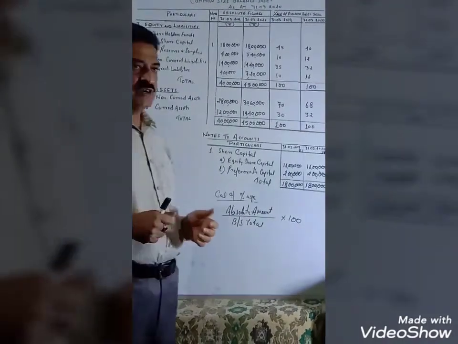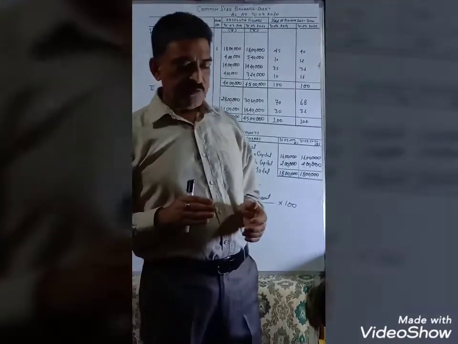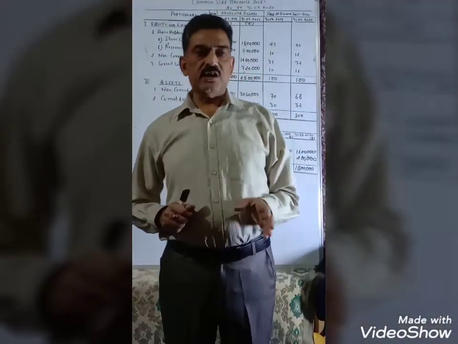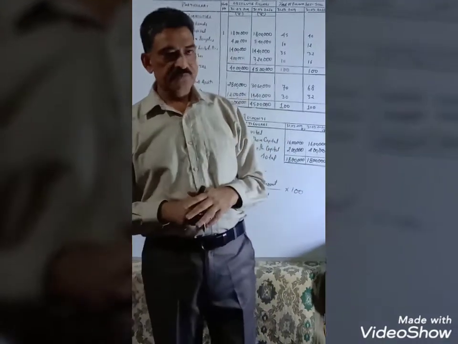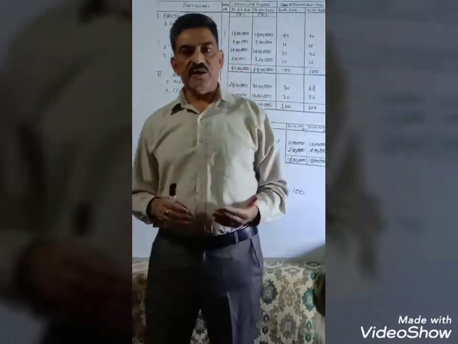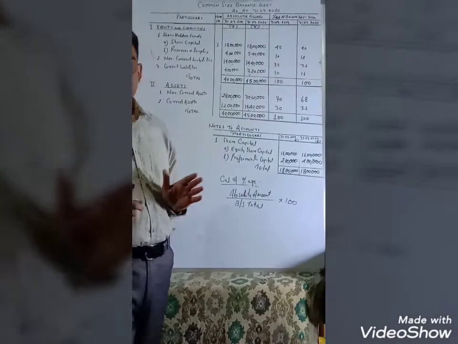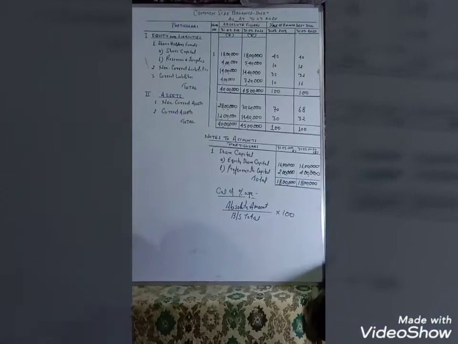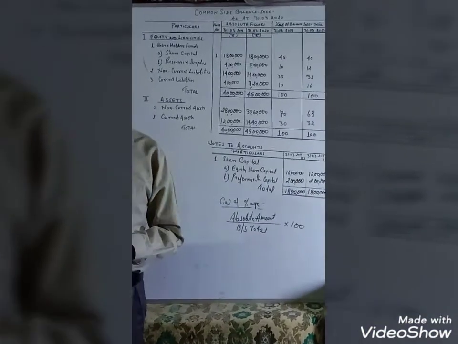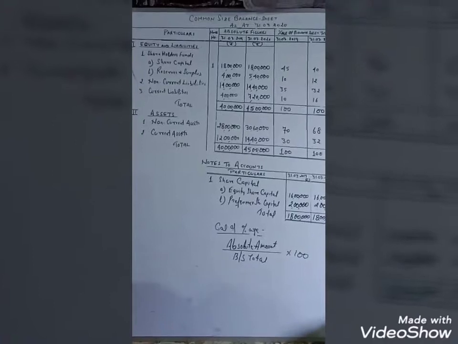Now in section 1, equity and liabilities, number 1 major head is shareholders funds. In the practical problem, if you go through, you will find there are 2 types of share capital given: equity share capital and preference share capital. Equity share capital for the year 2019 is 16 lakh, and similarly, preference share capital is also given for the year 2019 and 2020, rupees 2 lakh each.